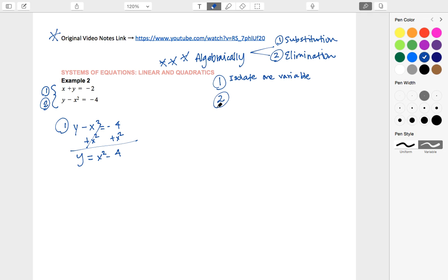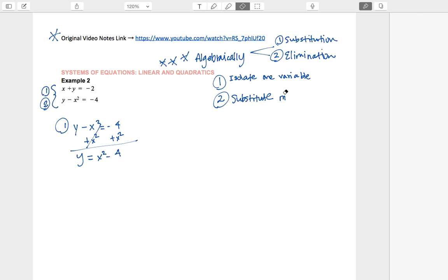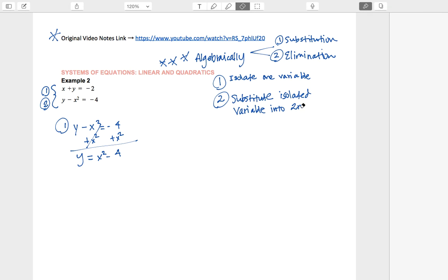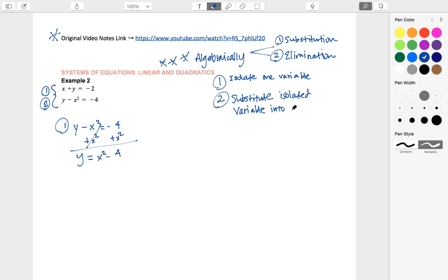And so my second step is going to be to substitute the isolated variable into the other equation, depending on what you labeled second. In this case, it would be equation 1. So that's what I'm going to do here.